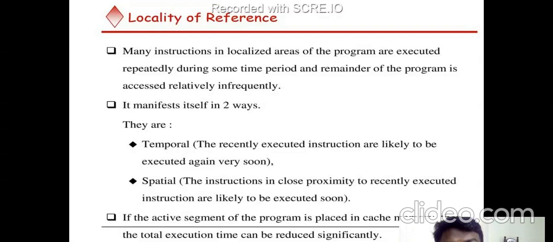Whereas spatial, for example: you have an array a of 5, stored as a of 0, a of 1, a of 2, a of 3, a of 4, a of 5. When a of 0 is accessed, there is a higher possibility of accessing a of 1, a of 2, a of 3, a of 4, and so on. So those data will be stored automatically in the cache memory. It stores the nearby values, which may be executed soon. These are the two types of locality of reference, temporal and spatial.